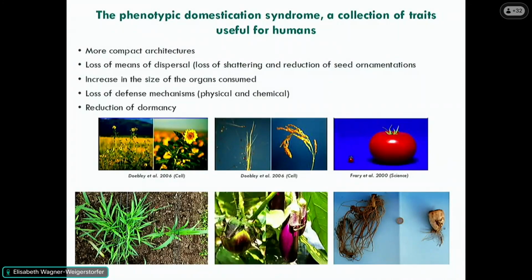You also have an increase in the size of the organs that are consumed. That's illustrated here in tomato or in the root of the sugar beet. And also a loss of defense mechanisms. This is illustrated in eggplants, where in the wild forms, you have some spikes that have completely disappeared in the domestic forms. And this also applies to chemical defense. In addition, an important trait is the reduction of seed dormancy. Typically in the wild, the seeds are dormant and they don't grow during the bad season, right? But the domestic forms have lost or partially lost this seed dormancy.